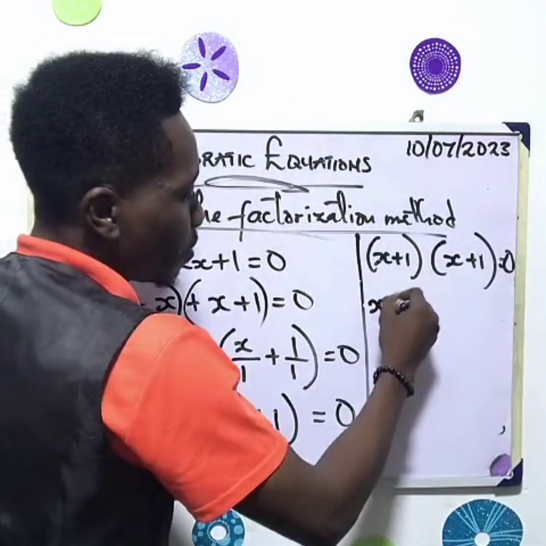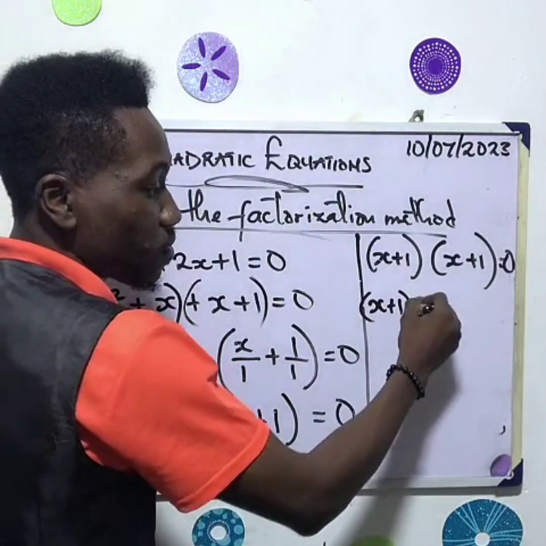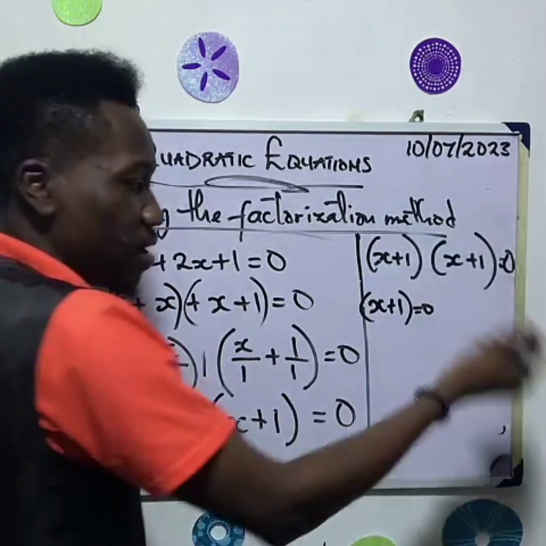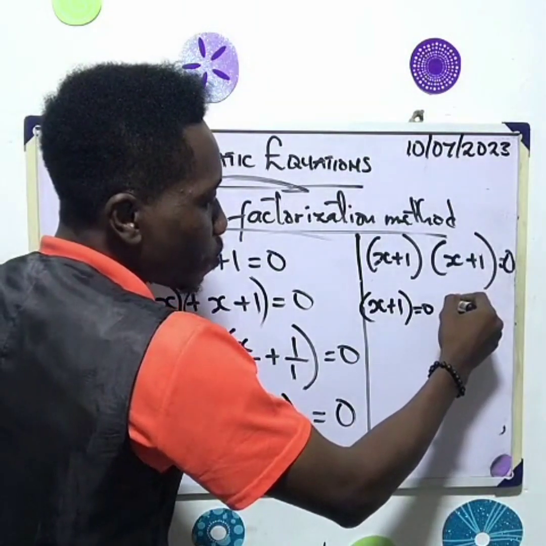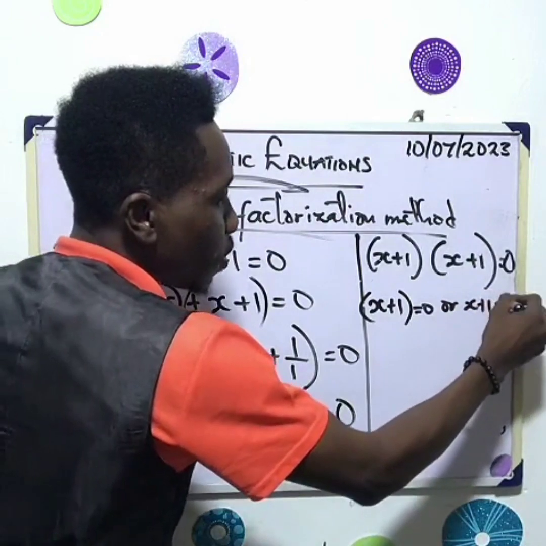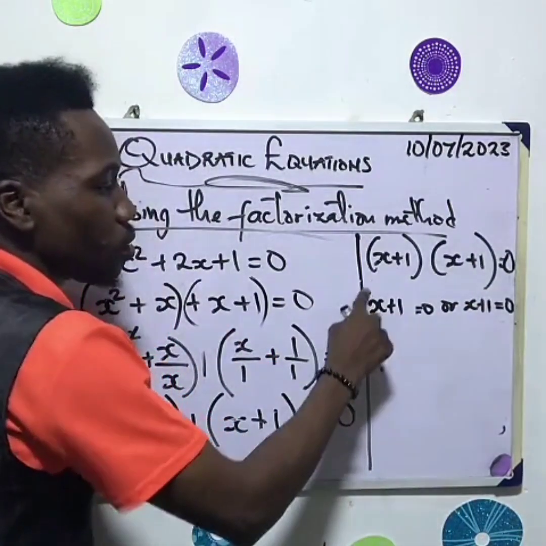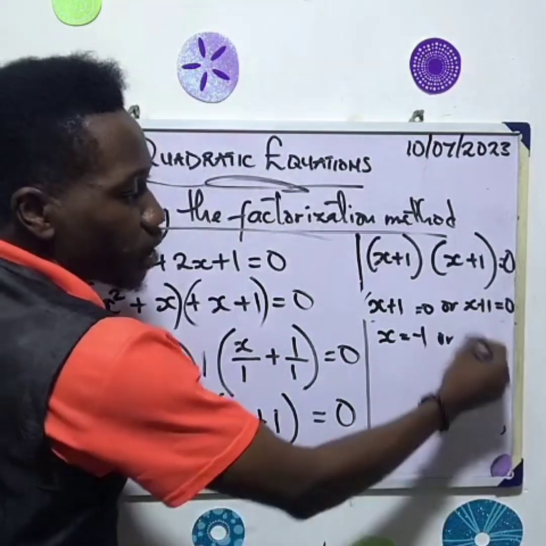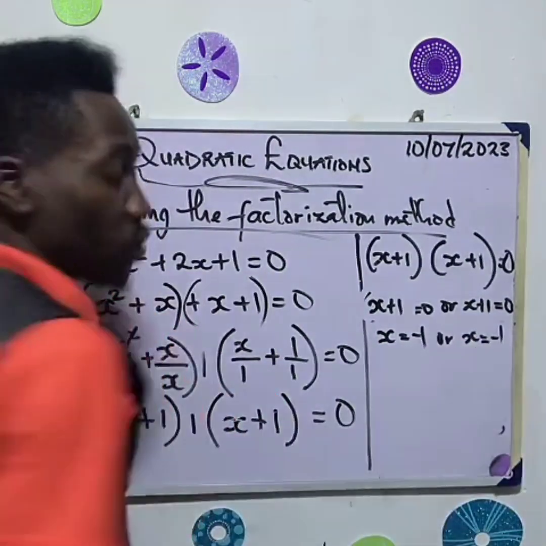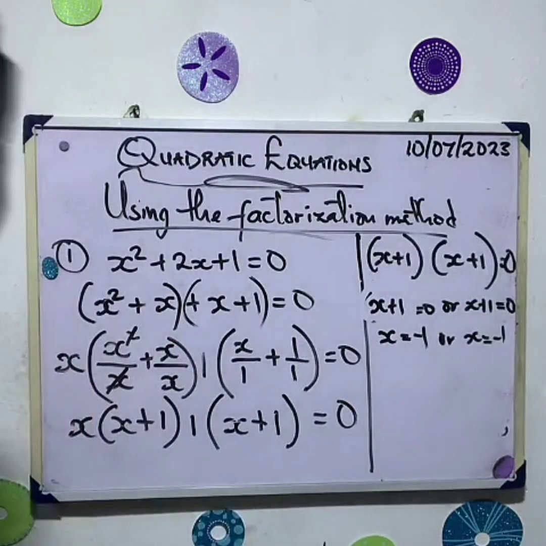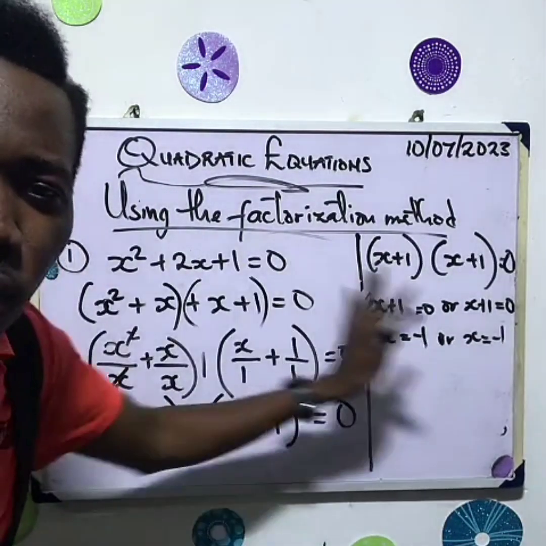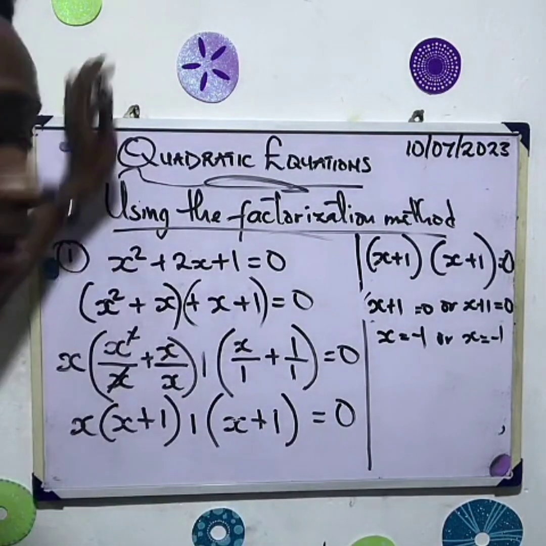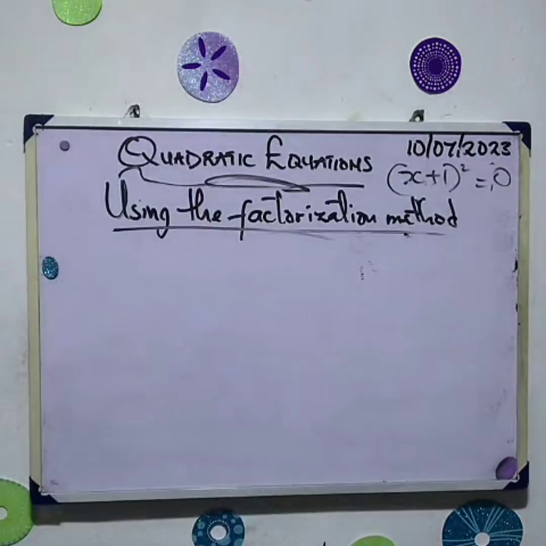This x plus 1 equals 0. This also equals 0. Even though they are the same thing, we'll get the same answer, right? Or x plus 1 equals 0. So what's the next thing? It means x equals minus 1. So that's the value of x. In this case, both numbers are the same. Now this is you solving a quadratic equation using the factorization method. Do we understand this?